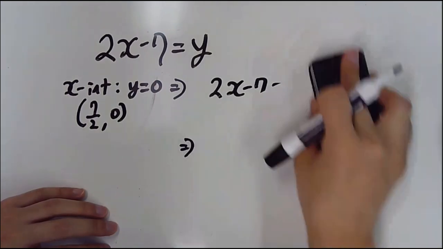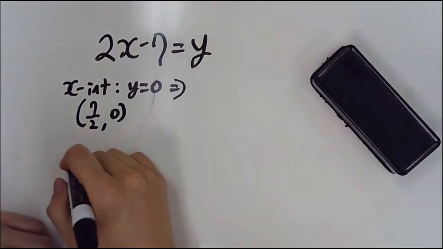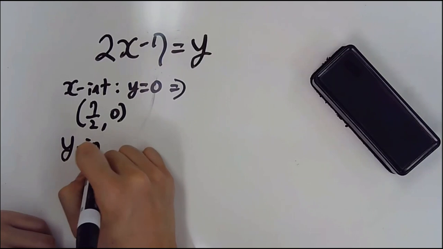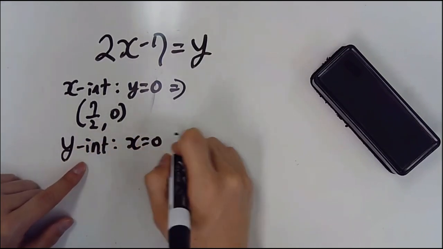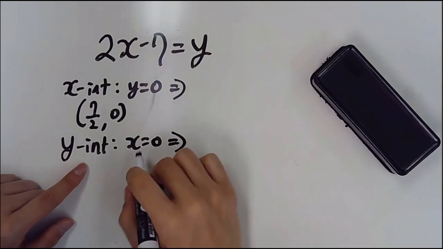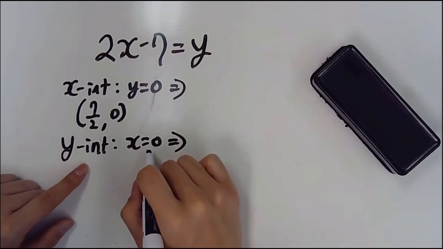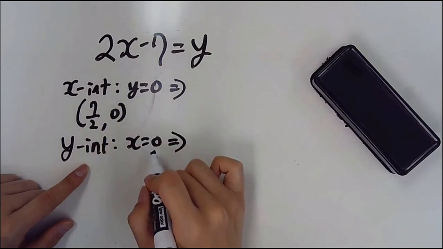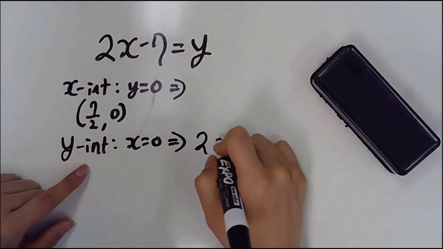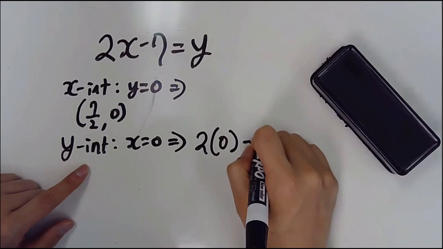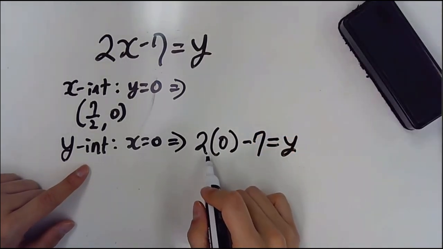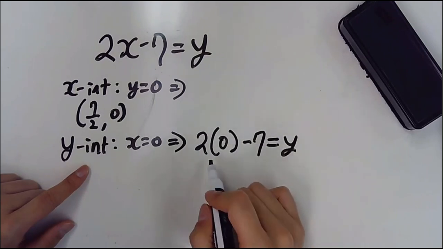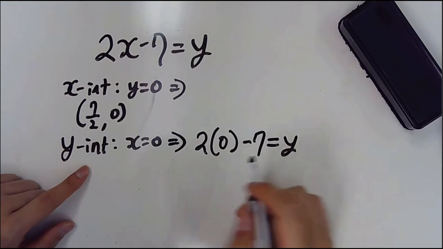Now, let's try to do the y-intercept. The y-intercept occurs when x is equal to 0. And so all I have to do is replace x with the 0. So then I get 2 times 0 minus 7 is equal to y. And now there is nothing to solve. All we have to do is simple order of operations, and we will find our y-coordinate.